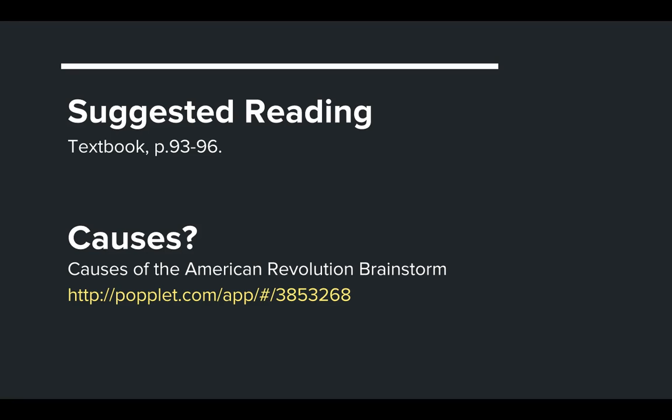If you are looking in your textbook, you can look at pages 93 and 96. But I'd also recommend going on my Popplet, which I've put the link to just there on the screen. That is a Popplet or a brainstorm that pretty much gives you a full rundown of the causes of the Boston Massacre. The brainstorm itself is called The Causes of the American Revolution, and you can follow that throughout the rest of the course. But because I'm not going through the specific causes and consequences of the massacre, you can look at the Popplet to get an understanding.